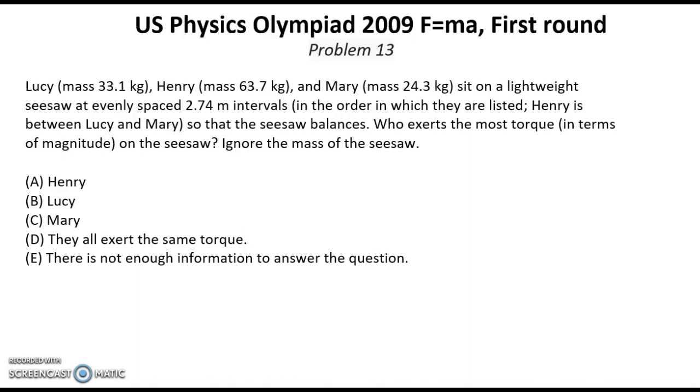So now we need to move this point of balance a little bit to the left from Henry. And in this position, when we find this point, it means that Lucy creates the same torque as Henry and Mary together. It means that Lucy creates a greater torque than either Henry or Mary. So that's the solution. B is the correct answer.